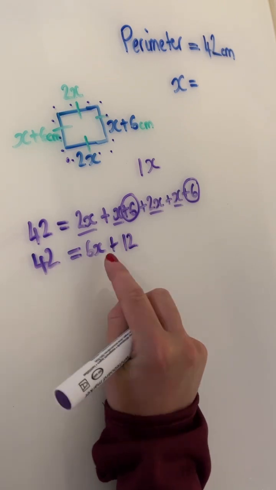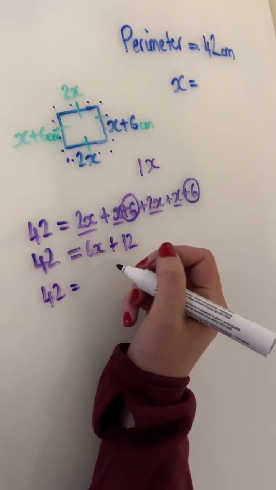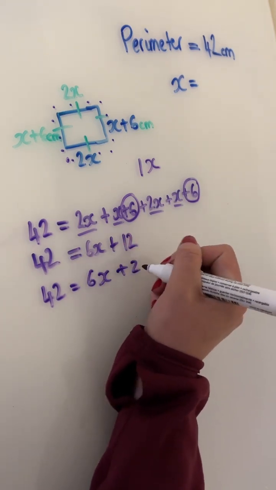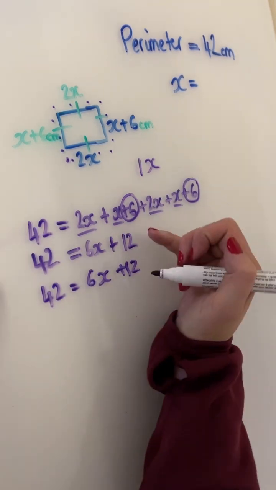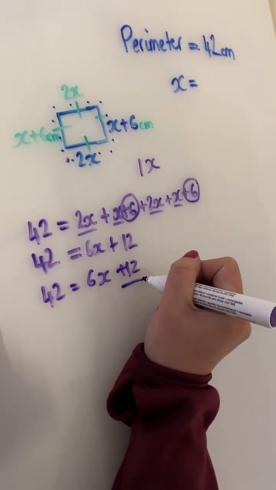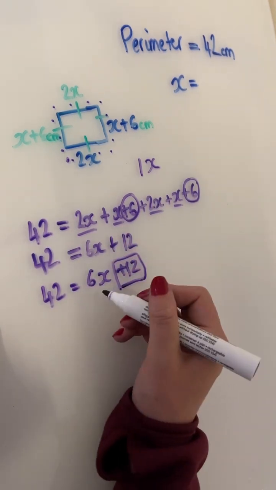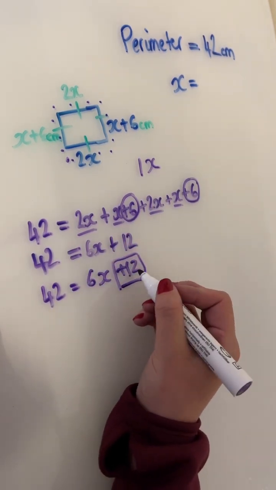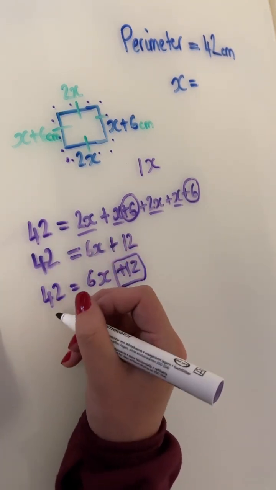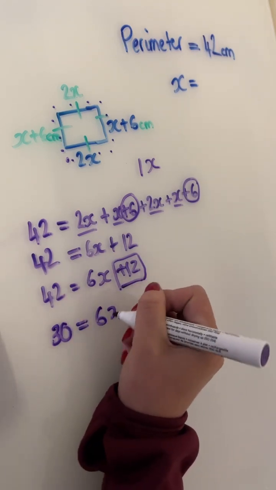Now we're going to rearrange to find the value of x. So 42 equals 6x plus 12. That's what we had. Okay, so I've just repeated it again while I was talking it through. But we want to take the 12 over to the other side, because we've got to try and get x on its own. So if we add 12 on this side, we're going to take it over and it becomes a negative. So 42 take away 12 is 30, equals 6x.